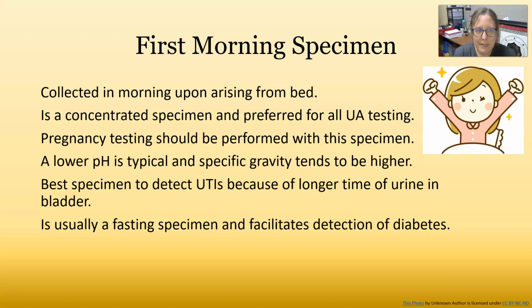The first morning specimen is collected in the morning upon arising from bed. So when a person gets up, that first amount of urine to leave that bladder, that's the specimen that's collected. So it's a more concentrated specimen. It is preferred for all urinalysis testing if that's possible to obtain. Pregnancy testing should be performed with this type of specimen. A lower pH is typical, and specific gravity tends to be higher because it's more concentrated urine.